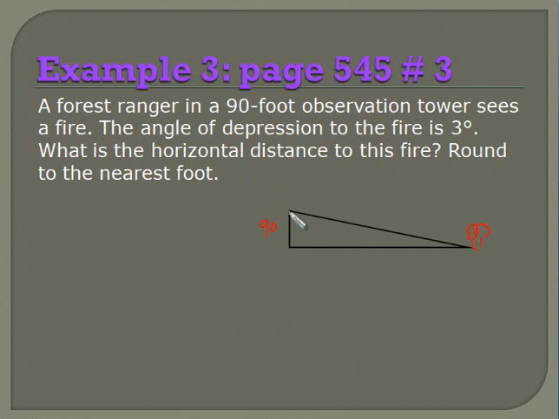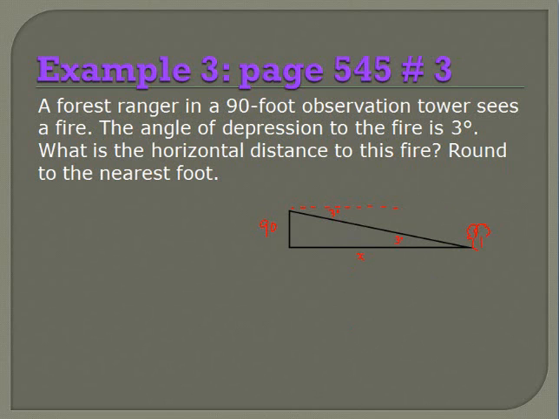Since he's up here, his horizontal is right here. If you look straight out, he's looking down to the fire. So his angle of depression, because he's looking down, this right here is 3 degrees. If you remember, we said that these horizontal parallel lines and our transversal will help us find this angle down here of the triangle. So this is also 3 degrees.